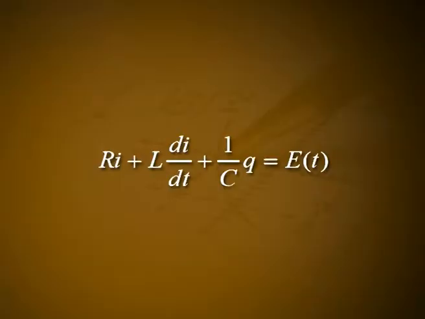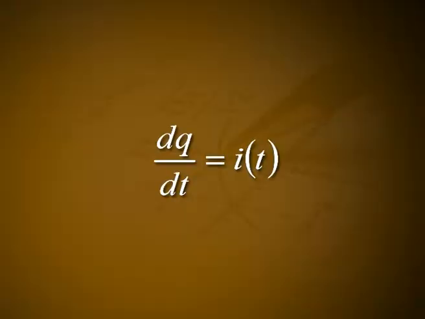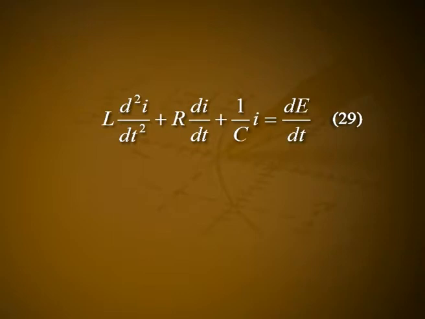Now, according to Kirchhoff's second law, the algebraic sum of the voltage drops round a closed circuit is 0. So that R into I plus L into dI by dt plus 1 by C into Q is equal to E of t. Differentiating and using equation 27, we get L into d square I by dt square plus R into dI by dt plus 1 by C into I, which is equal to dE by dt.